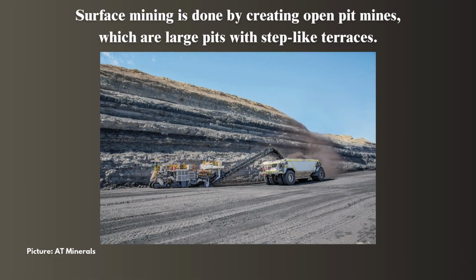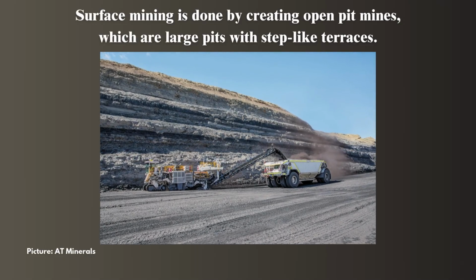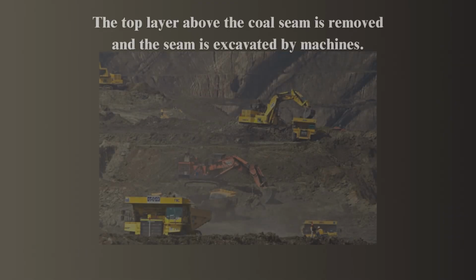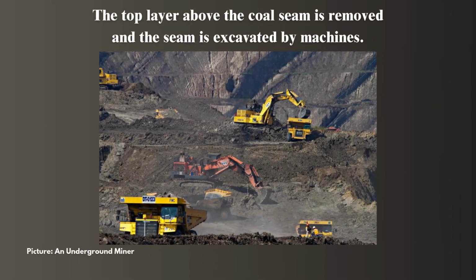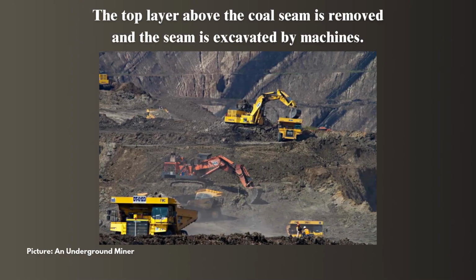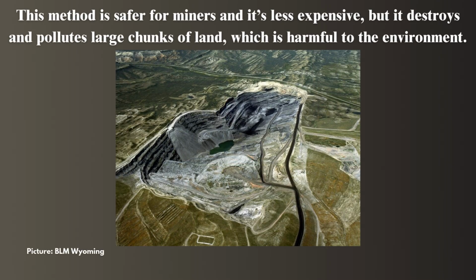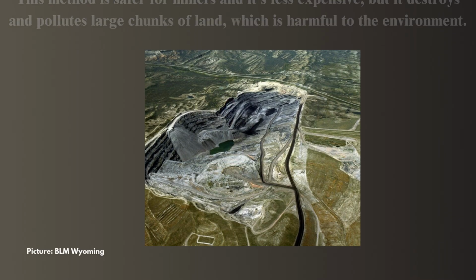Surface mining is done by creating open pit mines, which are large mines with step-like terraces. The top layer above the coal seam is removed, and the seam is excavated by machines. This method is safer for miners and it's less expensive, but it destroys and pollutes large chunks of land, which is harmful to the environment.